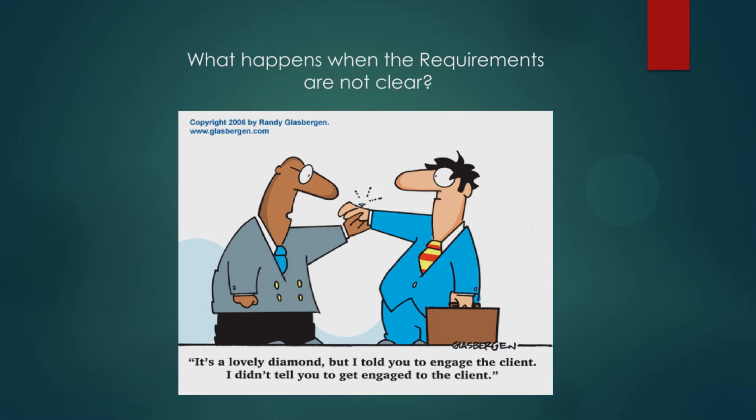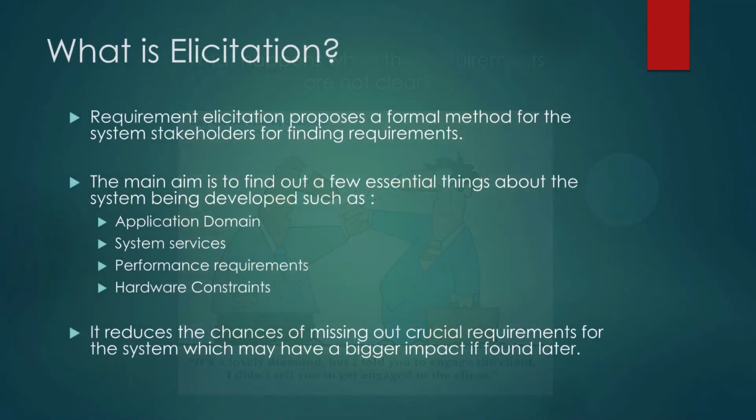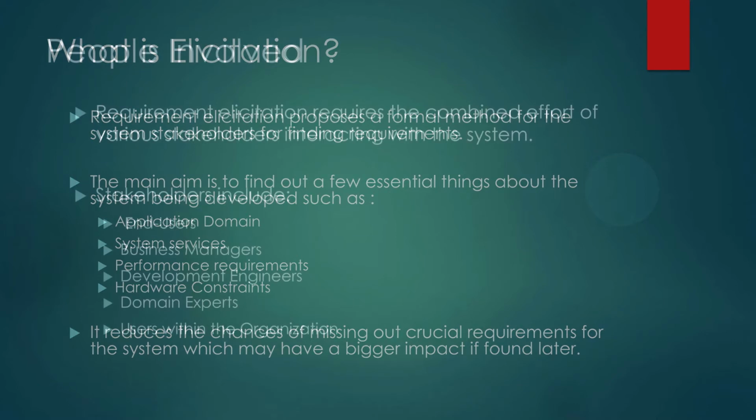Thus, a software project requires a proper method for requirement elicitation to get a good understanding of the initial system in development. Let's talk about requirement elicitation. It is a formal method for the system stakeholders for finding requirements. The aim here is to gather knowledge about different aspects of the system such as application domain, system services, performance requirements, and hardware constraints. The requirement elicitation process reduces the chances of missing out crucial requirements for the system which may have a bigger impact if found later.